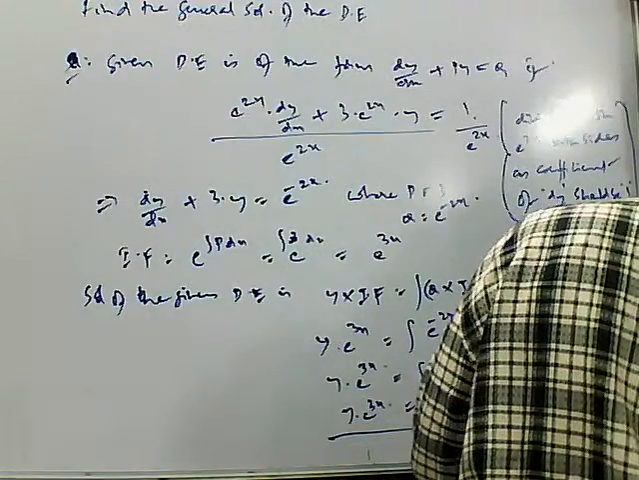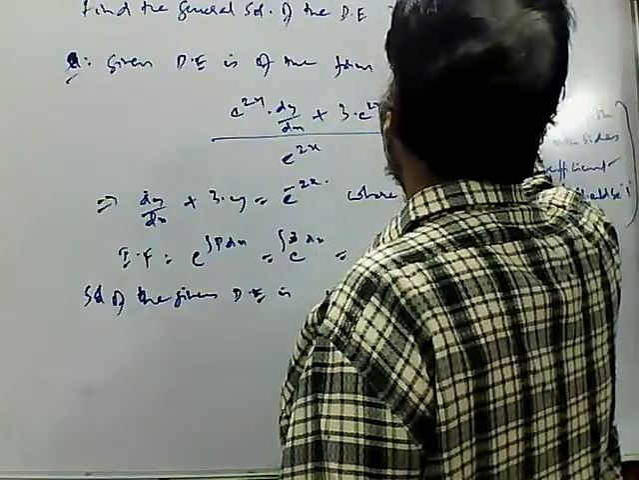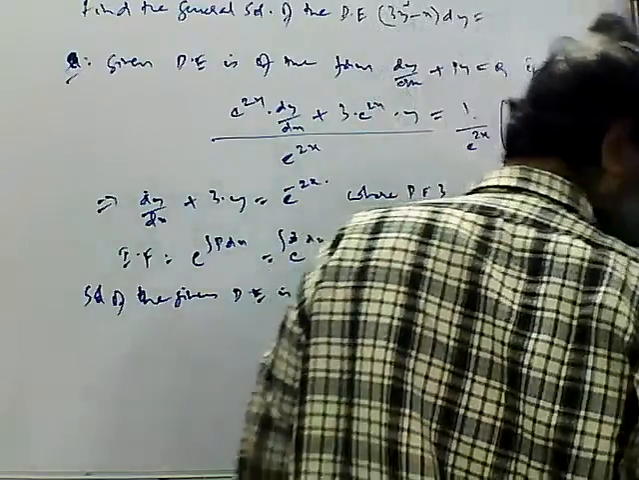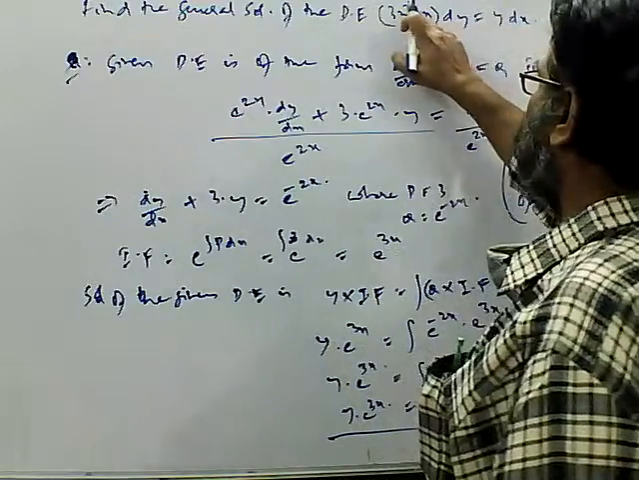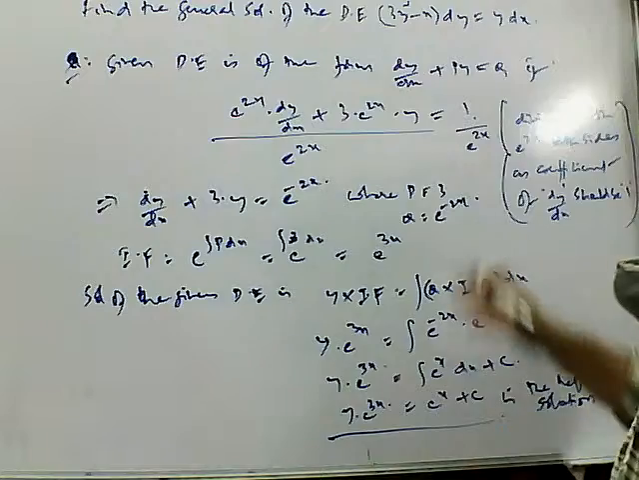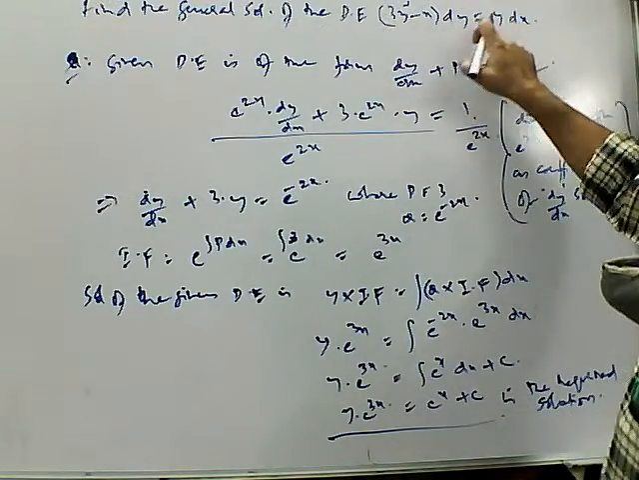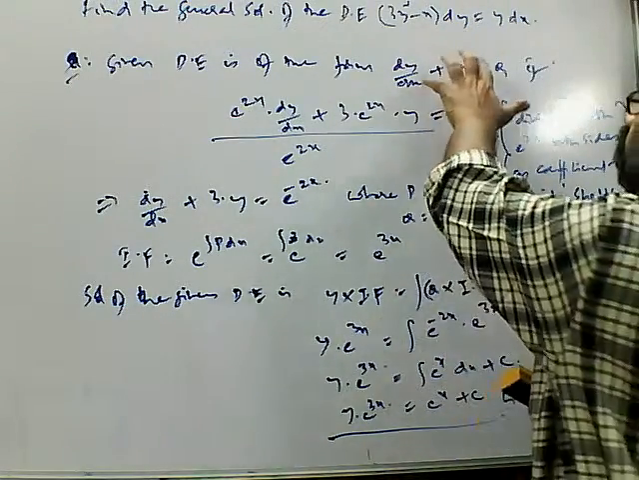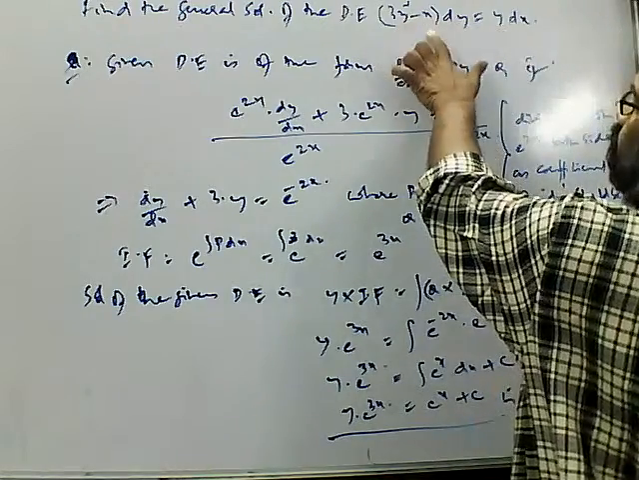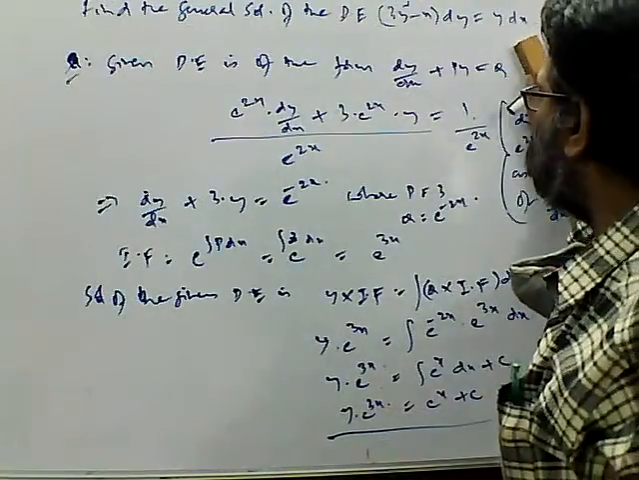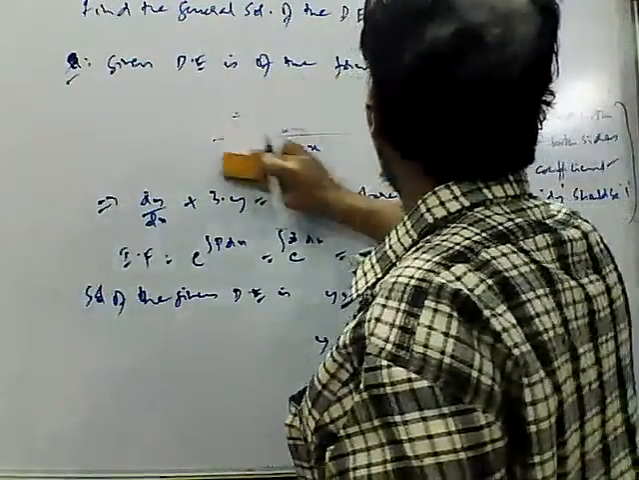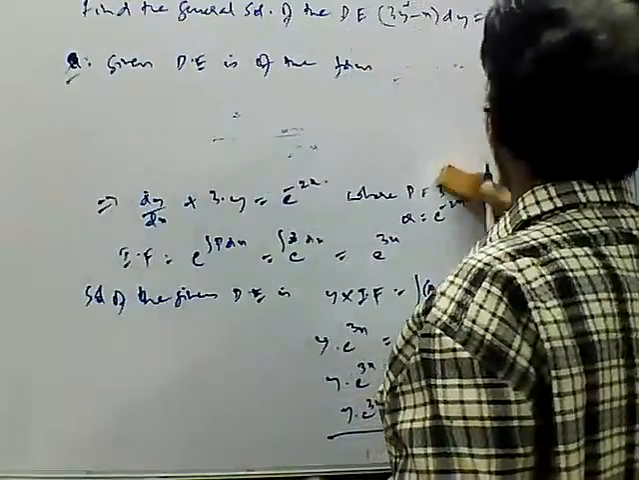3y square minus x into dy is equal to y dx. Now it looks to be in dy over dx form, but it is not linear. It is not homogeneous either, because the degrees differ: here y square has degree 2, and x has degree 1. So you have to convert it into the form dy over dx plus Py. First divide by dx. Sometimes it comes to dx by dy also.